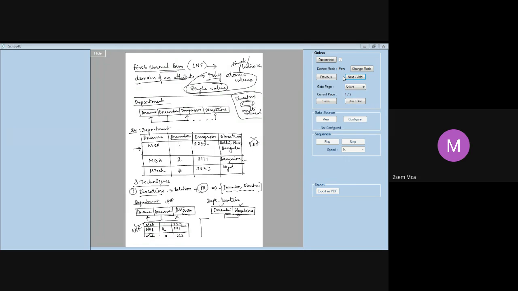How about this table? D number and D locations. First record will be D number is 1. D location is Delhi. Then again I'll have 1, my location is Pune. Again I'll have 1, my location is Bangalore. Then I'll have 2, Bangalore. Then I'll have 3, Hyderabad. Like this I can write it.